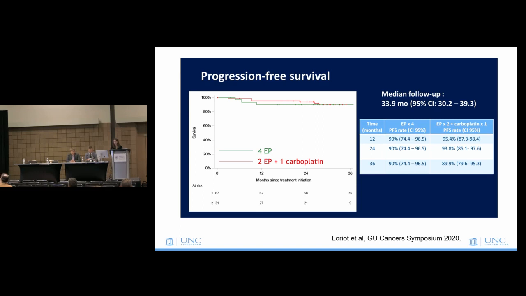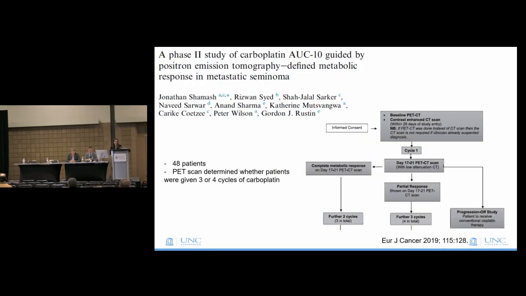It is not yet, I think, considered standard of care. There has not been validation. It's a pretty small study, but it bodes hope for de-escalation of chemotherapy.